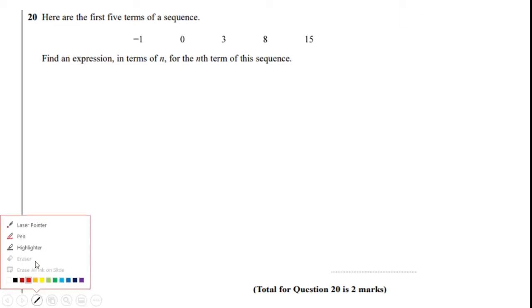Okay, so we need to work out the nth term of this sequence. We don't know whether it's quadratic or geometric or linear. So what we've got to do, first of all, is work out our first level difference of these.